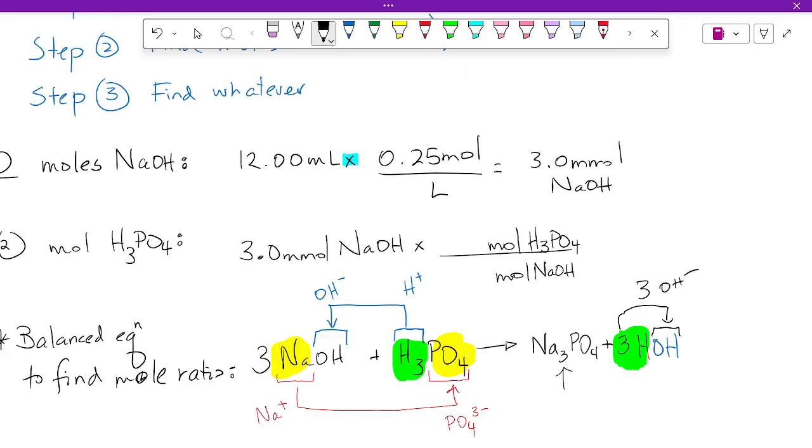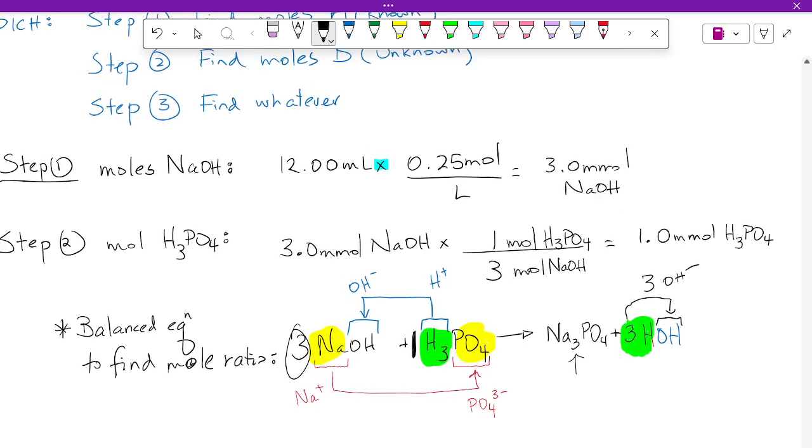Yeah? So now that we have that ratio, we can say that we have 1 H3PO4 for every 3 NaOHs, and 3 divided by 3 is 1.0 millimoles of H3PO4. So that was step 1. That was step 2.